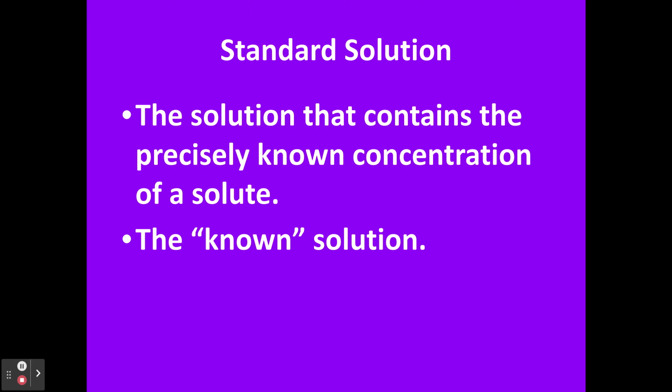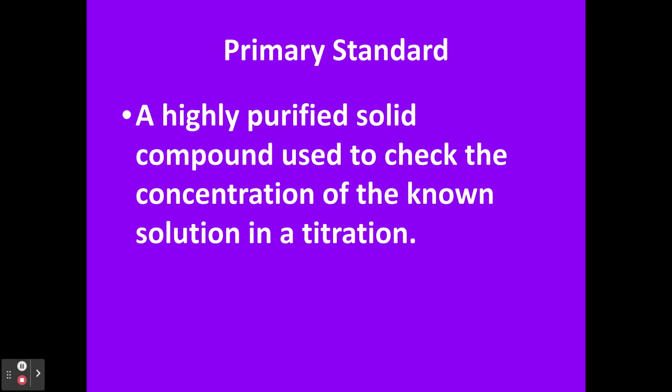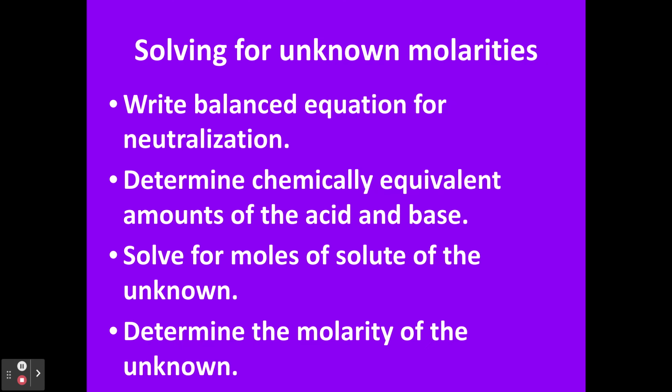And then a standard solution is the solution that you know the concentration of. You have to know the concentration of one of the solutions to be able to solve for the concentration of the unknown. A primary standard is going to be something that's very purified so that you can check for your accuracy. So you will first have to write a balanced equation for the substances that you're trying to work with. You're going to determine what their chemically equivalent amounts would be, solve for the moles of your solute or the unknown, and then you would be able to determine the molarity of your unknown.